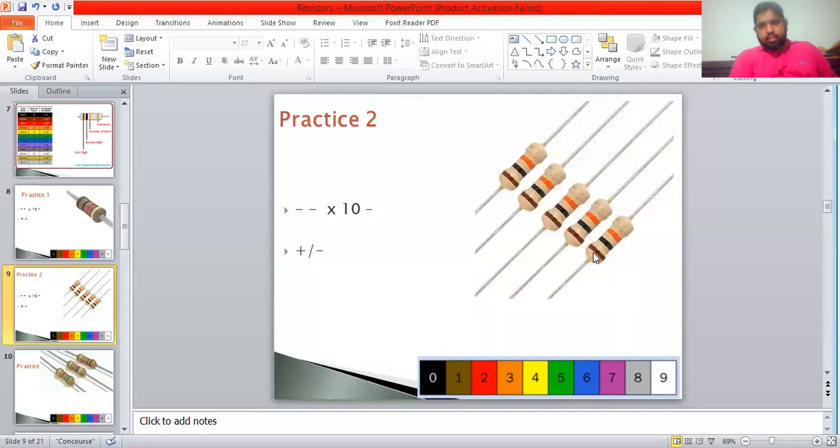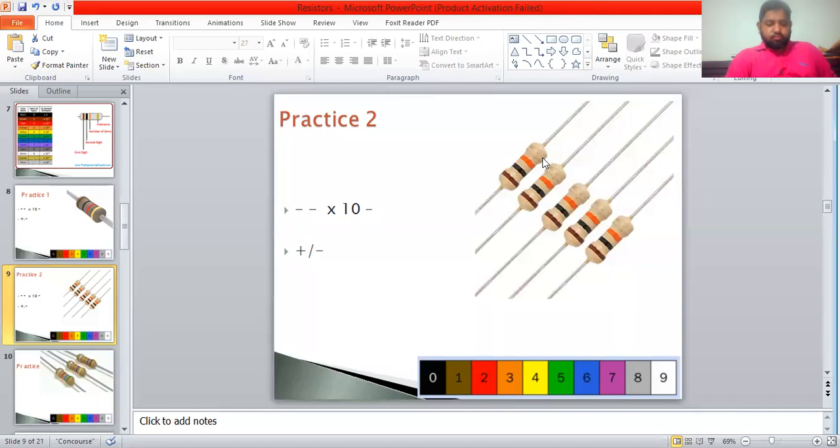Okay, so the next question is this one, in which we have a resistor. Now you can identify the color bands. First one is brown, then black, then orange, and a golden color. Tolerance, I guess we hadn't discussed yet. But we discussed three options: golden stands for 5% tolerance, silver stands for 10% tolerance, and if there is no fourth band, that would mean 20% tolerance of the resistor.